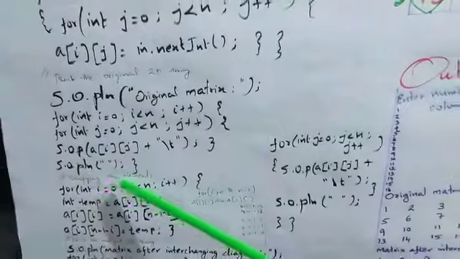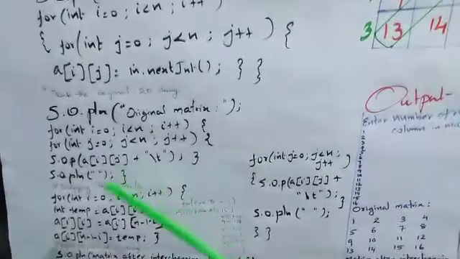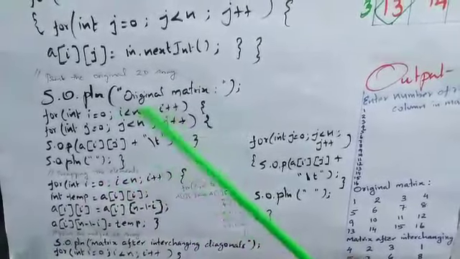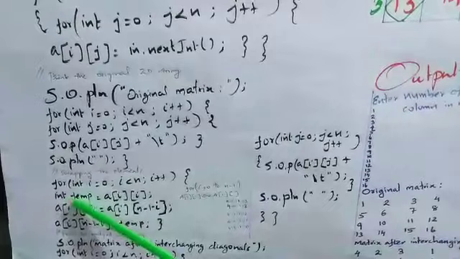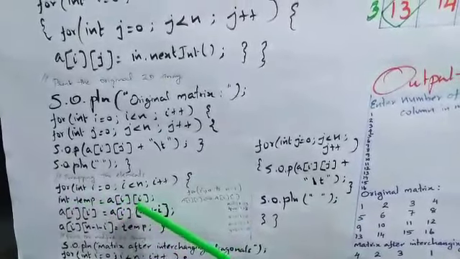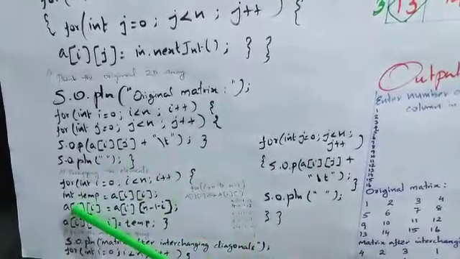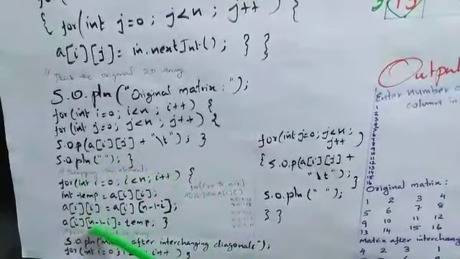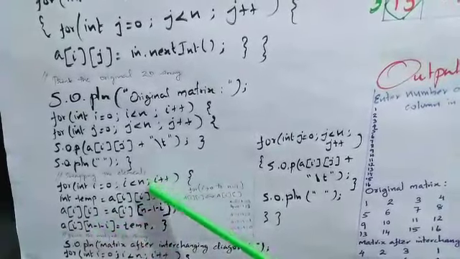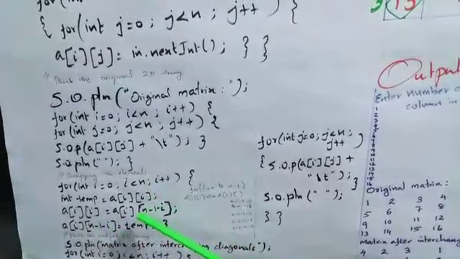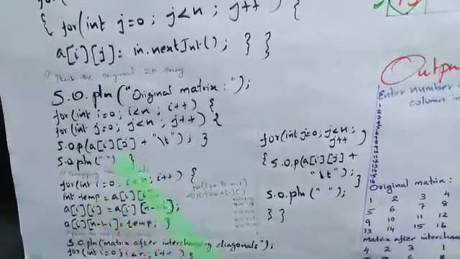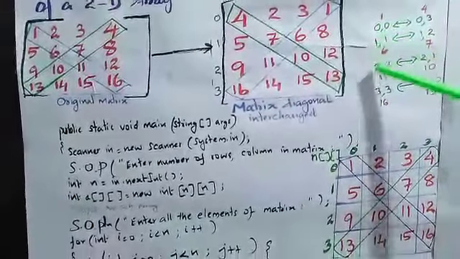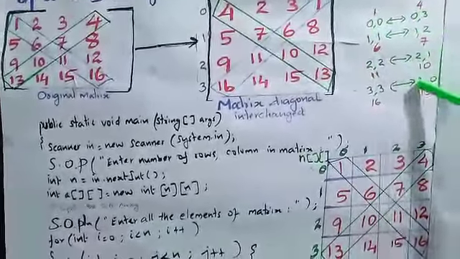After that you have to swap the elements. Now you have to swap the elements. For int i is equal to 0, i less than n, i plus plus. Then you take a temporary variable, int temp is equal to a of i, i. Here also a of i, and here a of i, n minus 1 minus i. Here a of i, n minus 1 minus i, and temp. Here we are using one formula for swapping the elements. Why? Because here have you seen that the rows are same, 1 2 3, and here also 1 2 3, the rows are same.